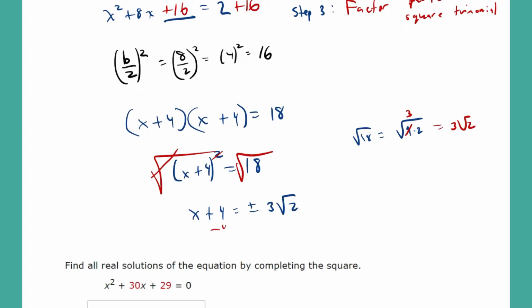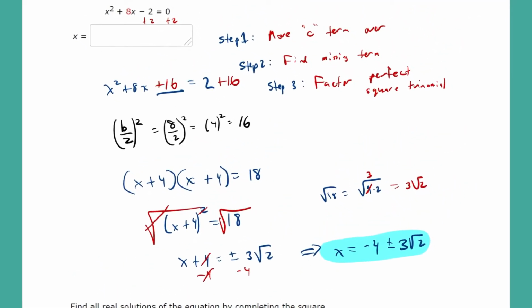And the final step is to solve for x, and we do that by subtracting 4. So our final answer is going to be x equals, you always want to write this term before you write this term because you want the plus minus to be in between the two numbers. So we're going to write negative 4 first, and then the plus minus 3 radical 2. WebAssign is going to want you to separate those two answers, split them up, separate the plus from the minus. So you would want to enter it this way: negative 4 plus 3 radical 2, comma, negative 4 minus 3 radical 2. So that's how we would enter our solution.